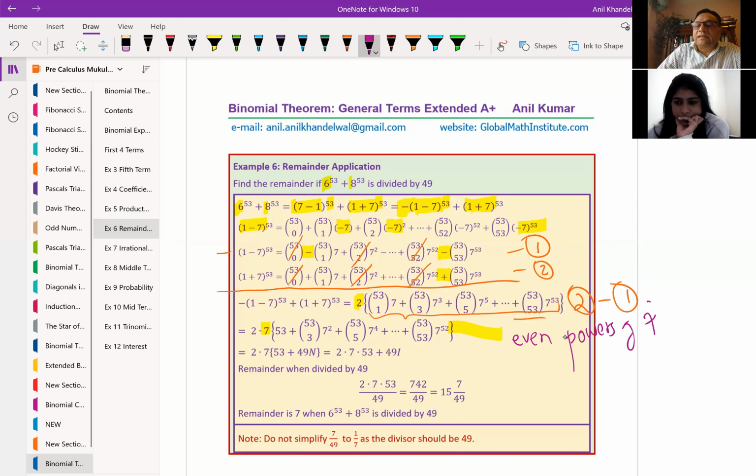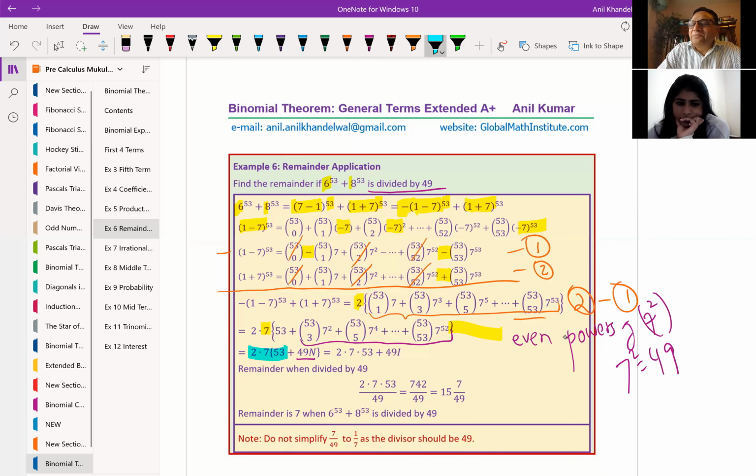Even powers of 7 means it is a 7 square something, correct? And what is 7 square? 7 square is 49. Since everything from here to here has even powers of 7, all of them are multiples of 49. When you add them up, you get some number which will be a multiple of 49. So what we have here is 49 times some natural number, right? That's what I've written in short, because we are only interested in figuring out what the remainder is when divided. Now this part is completely divisible, leaving 0 as your remainder. So the remainder will come only from this term, which is 2 times 7 times 53.